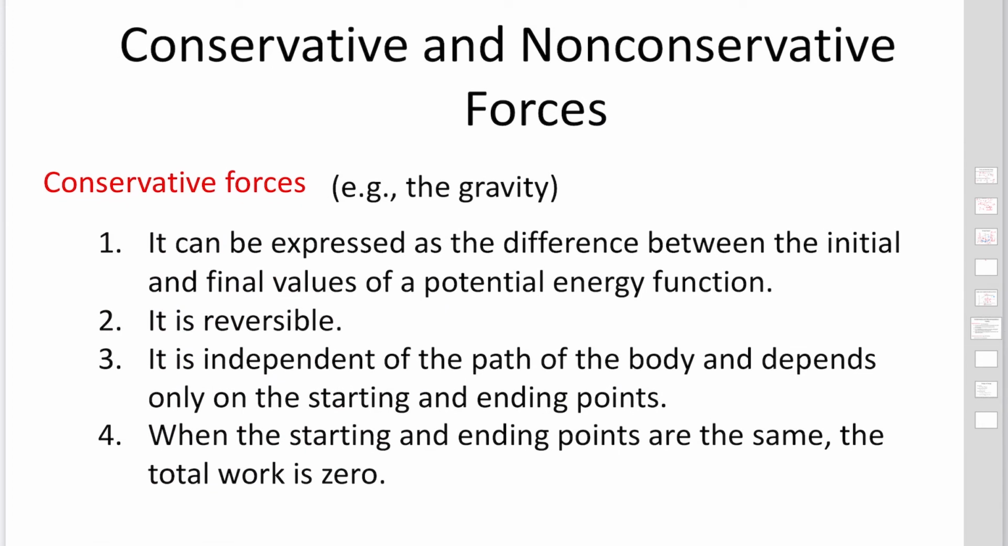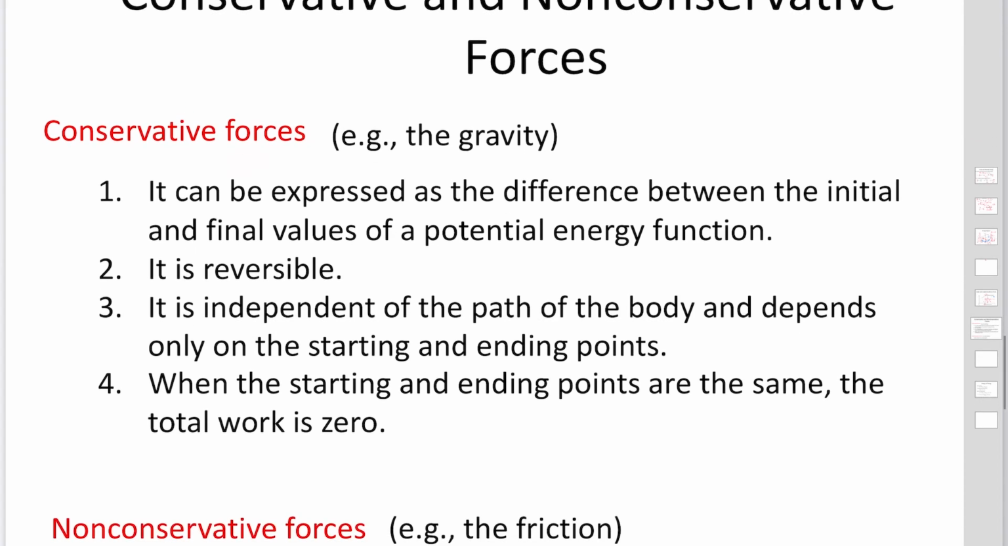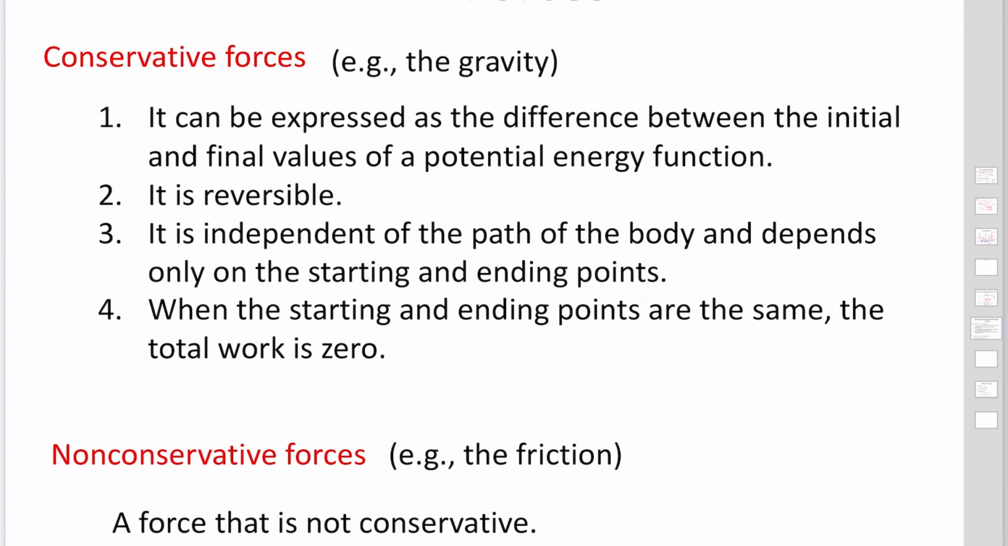Then the last topic in this session is conservative and non-conservative force. An example of a conservative force is gravity. It can be expressed as the difference between the initial and the final value of the potential energy function, and it is reversible. It is independent of the path of the body and depends only on the starting and ending point. When the starting point and ending point are the same, the total work is zero. This is the conservative force. So these four conditions have to be satisfied by a conservative force.